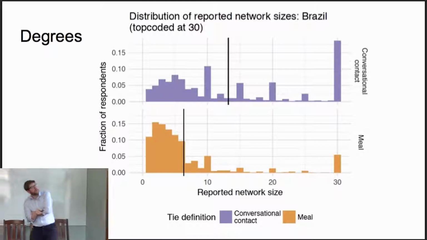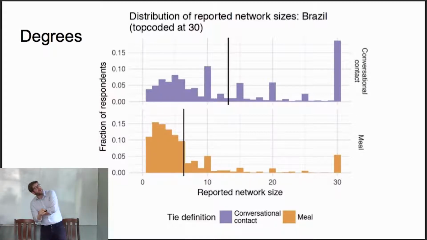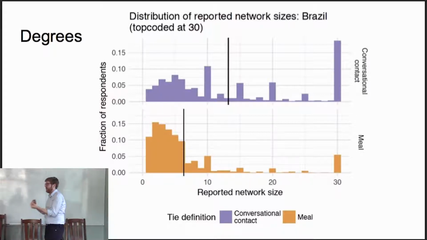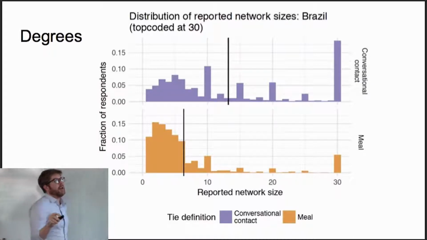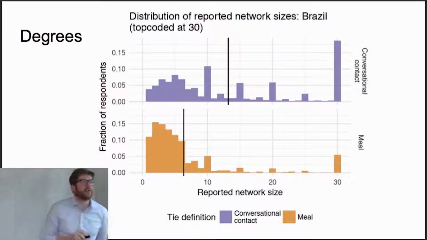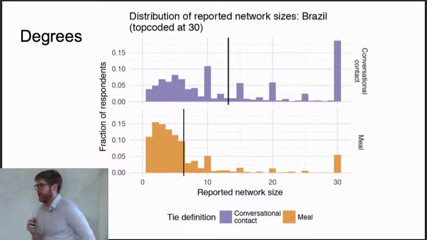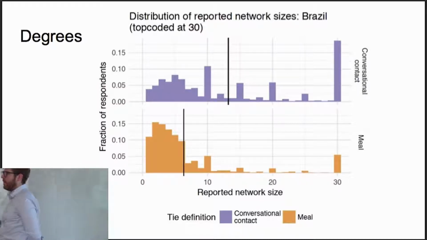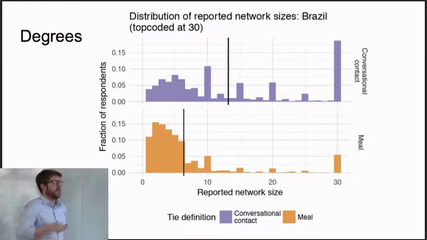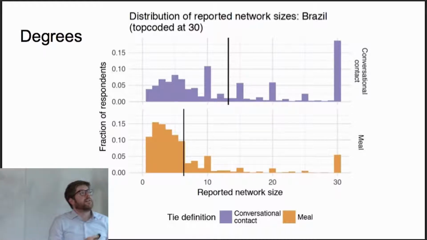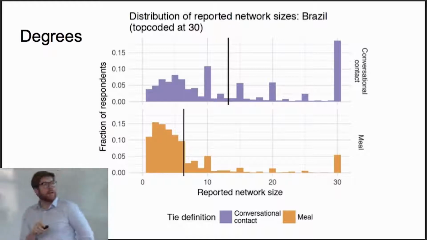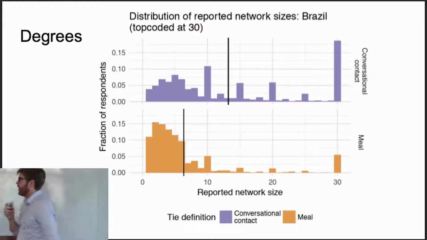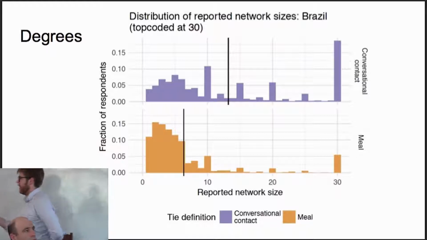But if you look carefully, you can see evidence of heaping, which is suggestive of estimation or guessing at responding to this question. And it looks like there may be more heaping with this conversational contact definition than there is with this meal definition. So in terms of the theory that we're looking at, what that is suggestive of is that the conversational contact networks are bigger, but that the information reported about the meal network may be more accurate. And we'll look at that more carefully in a second.